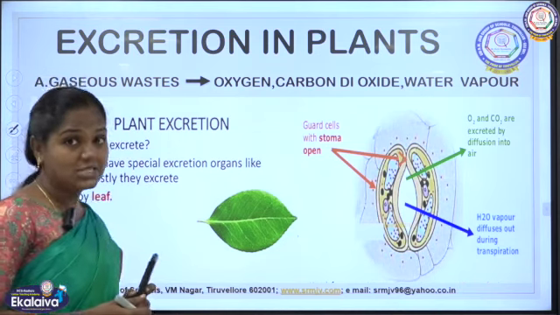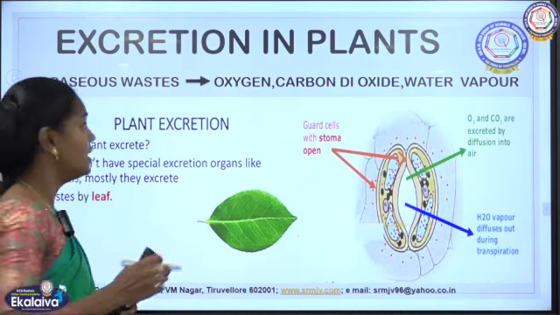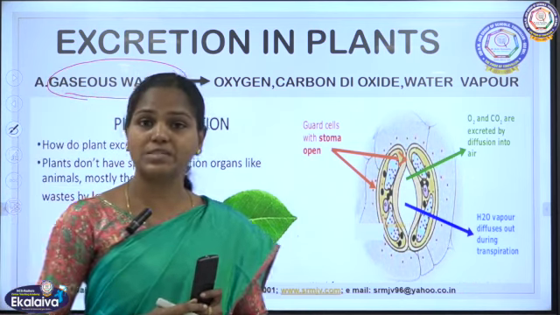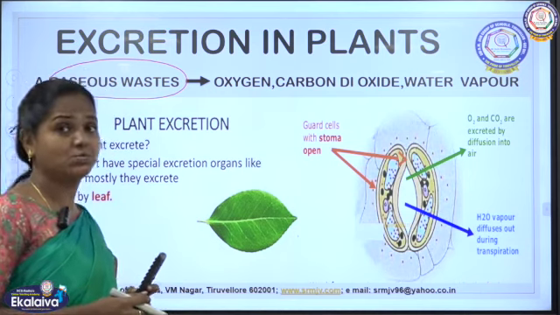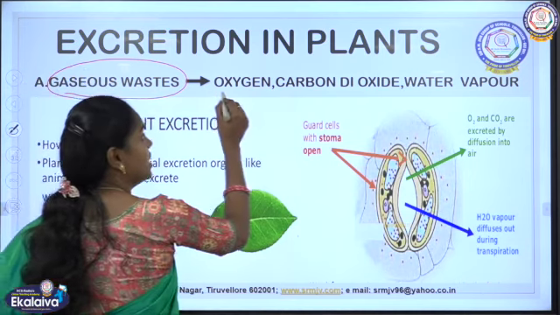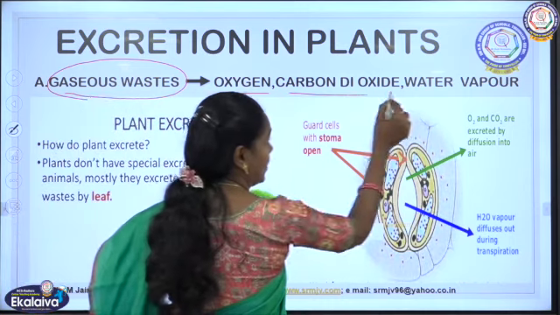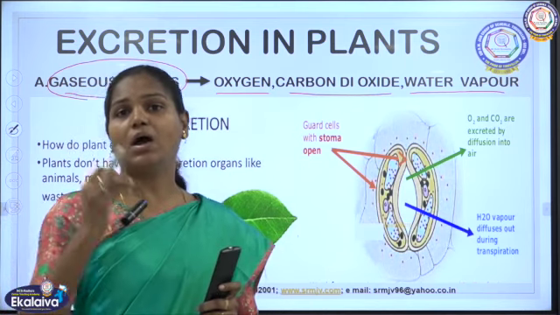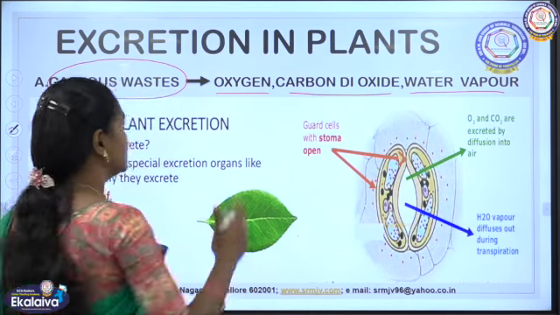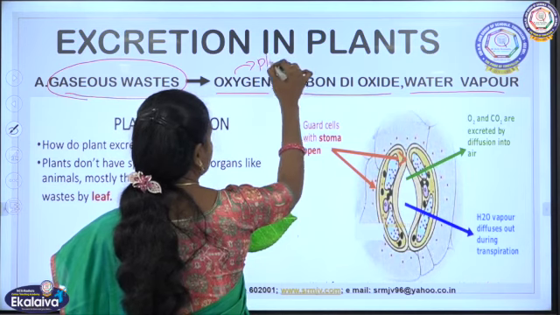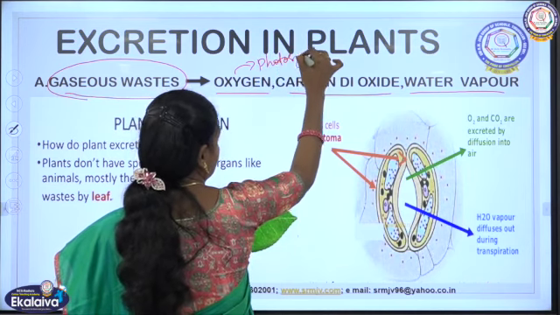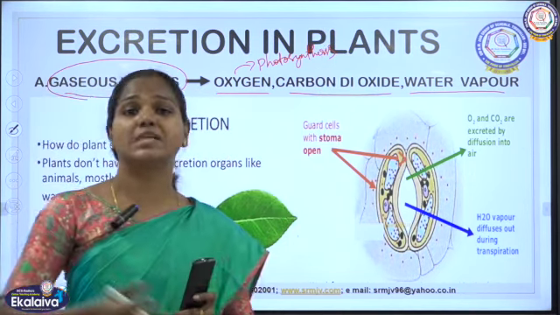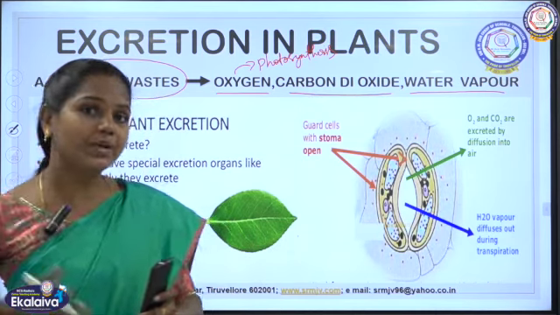The first waste produced in the plant body that we are going to see is the gaseous waste. What are the gaseous wastes produced in the plant body? They are oxygen, carbon dioxide and water vapor. Oxygen is produced as waste in the process of photosynthesis. When the plant is doing photosynthesis, oxygen is produced as a byproduct, so it has to be released out.